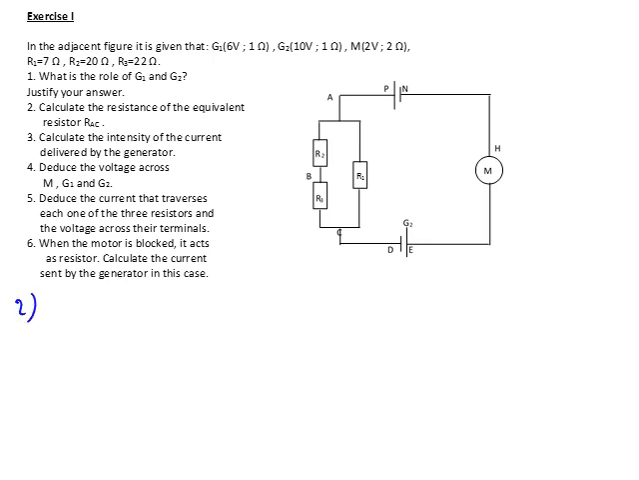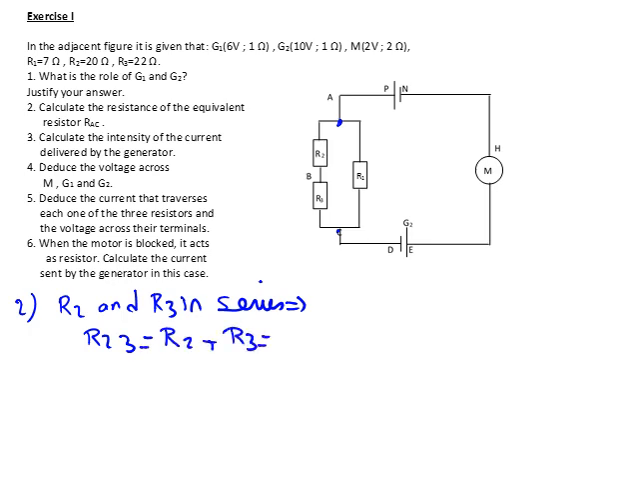2. Calculate the resistance of the equivalent resistor RAC. R2 and R3 are in series. So R23 equal R2 plus R3 equal 20 plus 22 equal 42 ohm.